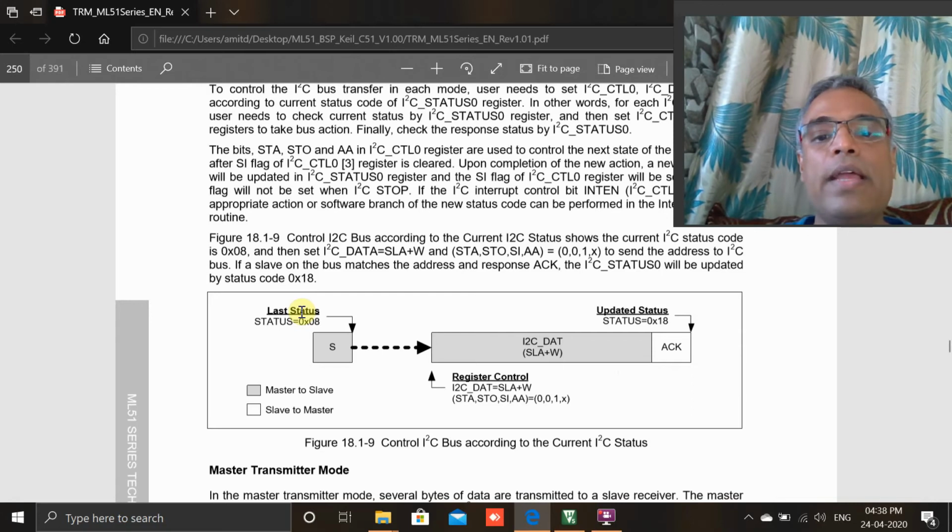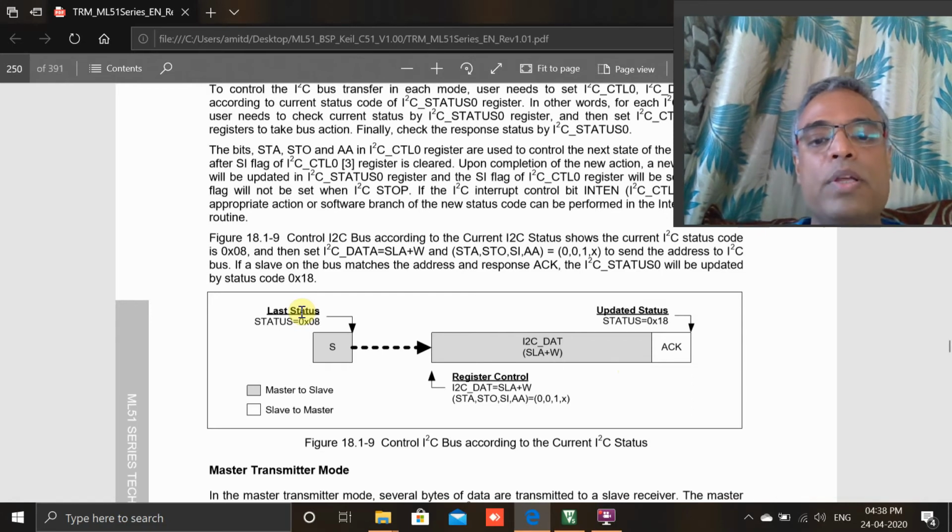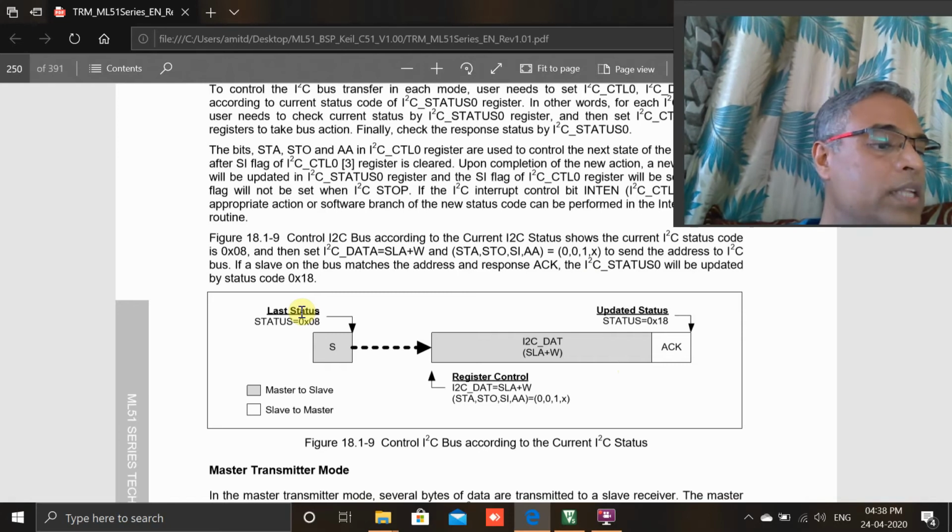So this is more like an action and a reaction scheme. So there is an action and then there is a reaction. So what is the action?